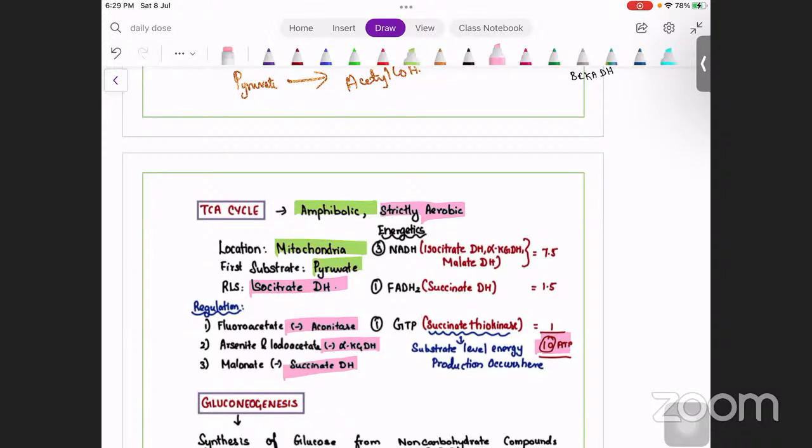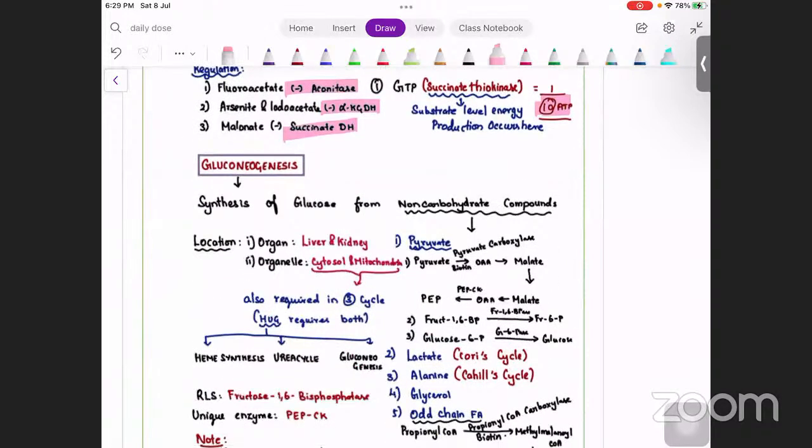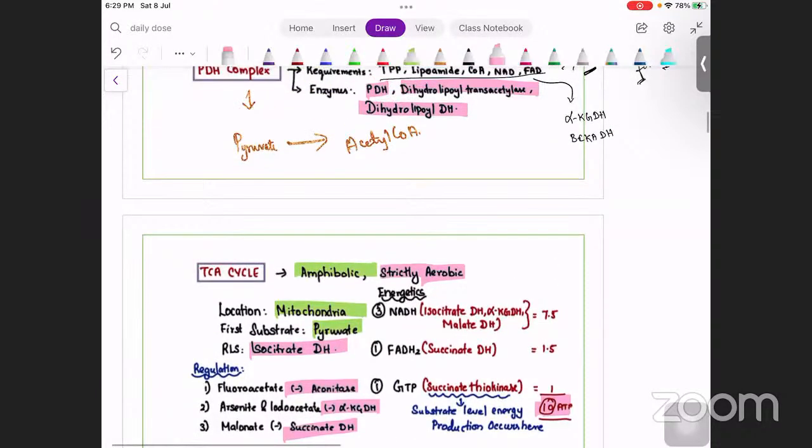Fluoroacetate inhibits aconitase. Iodoacetate inhibits alpha ketoglutarate dehydrogenase. Malonate inhibits your succinate dehydrogenase. Okay, then this is all about the complete breakdown of glucose. So they may ask you the question in this pattern, people.